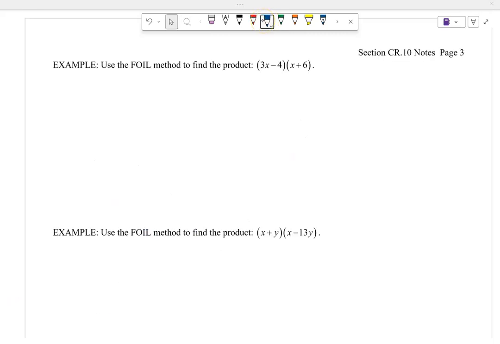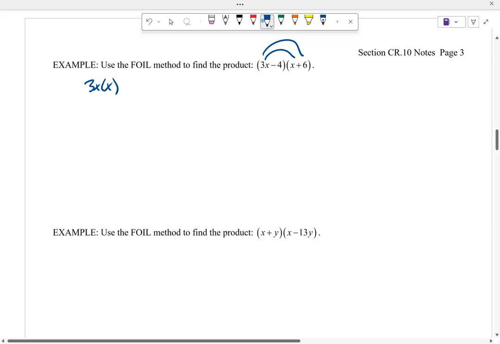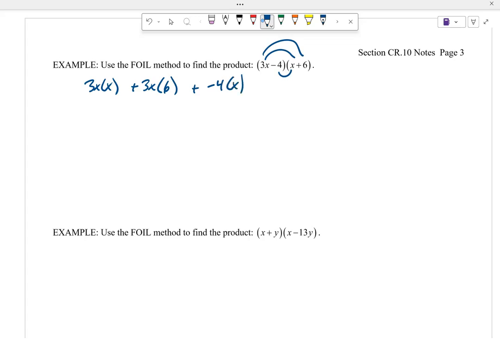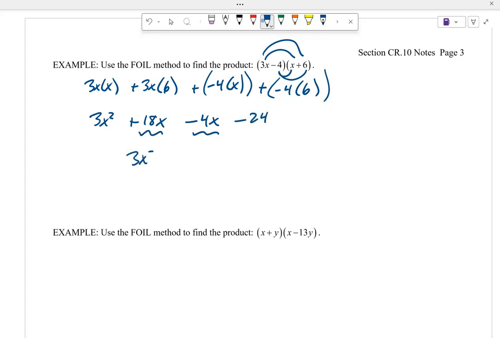All right, let's go ahead and use this FOIL method a bunch of times here. Practice this. So we got 3x times x. That's the first. Now we do the outer. 3x times that 6. Now we're going to do the inner, negative 4 times the x, plus, now we're going to do the last, negative 4 times 6. So we got 3x squared plus 18x plus a negative 4x, so minus 4x. Right? And then plus a negative 24, so minus 24. Make sure you combine any like terms.